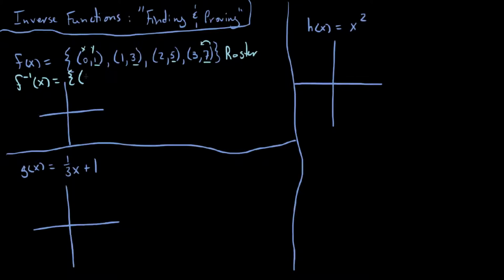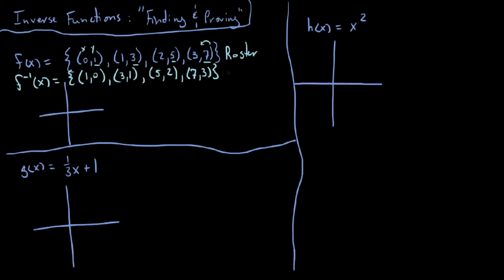So we could say the inverse function of this would be 1, 0. And instead of 1, 3, it'd be just 3, 1. Plug in 3, it gets mapped back onto 1. Plug in 5 into the inverse, it'll map back to the original 2. And of course, plug in 7, it'll map back onto the original 3.